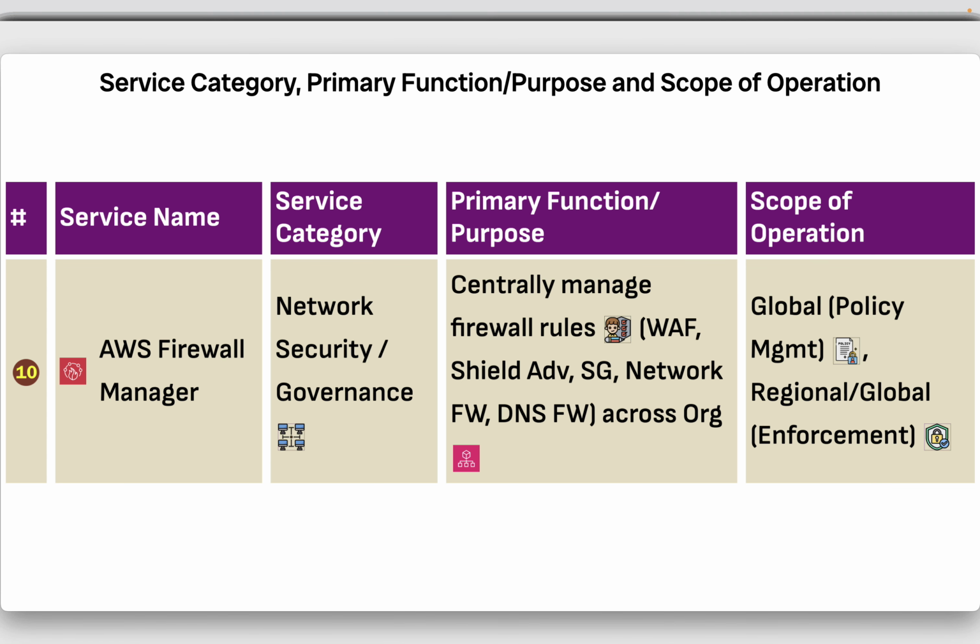Next service is AWS Firewall Manager. Service category is network security and governance. Primary function and purpose is to centrally manage firewall rules from web application firewalls, Shield Advanced, security groups, Network Firewall, and DNS Firewall across the organization. Scope of operation is global for the policy management and can be both regional/global for enforcement.